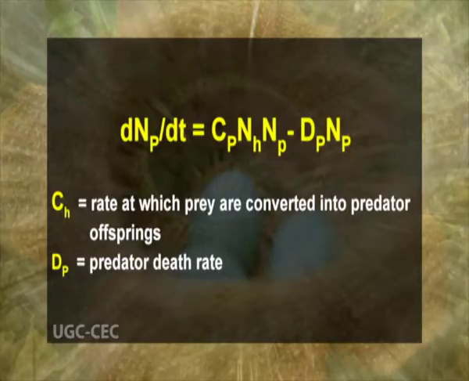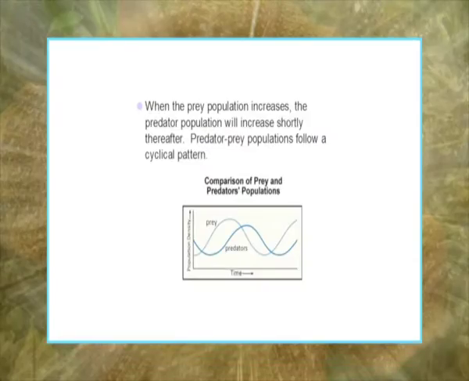Likewise, the predator population will increase at a rate that depends upon the density of the prey species. The rate of change in the population of predator is given by the equation dNP/dt = Cp NH NP - Dp NP, where Cp is the rate at which prey are converted into predator offspring and Dp is the predator death rate. Thus, predator and prey have reciprocal oscillations.